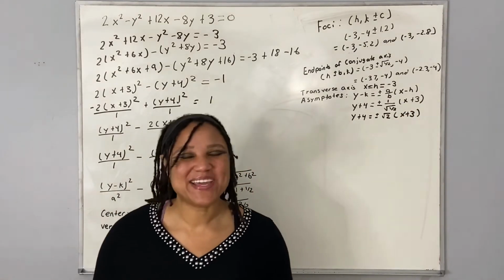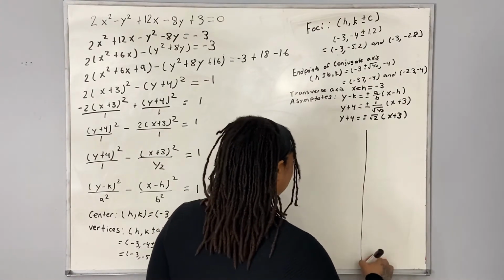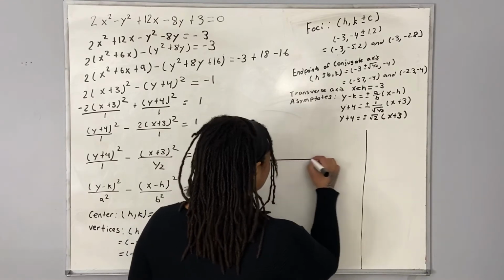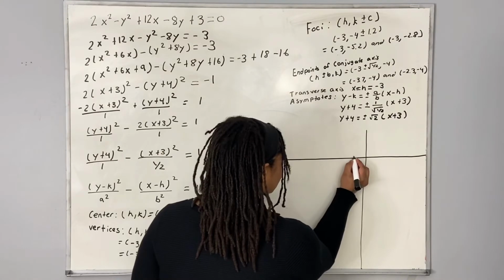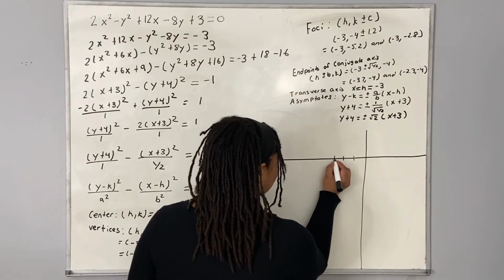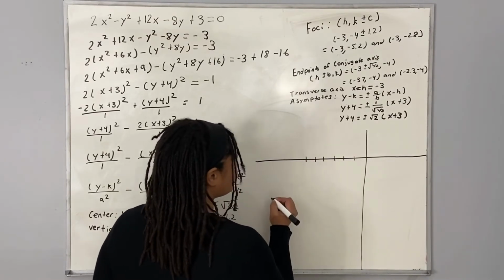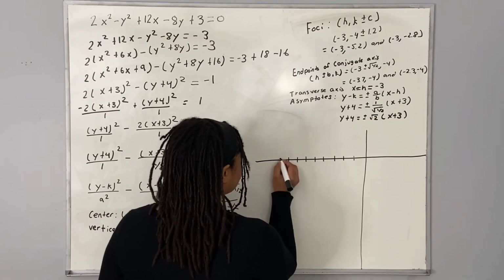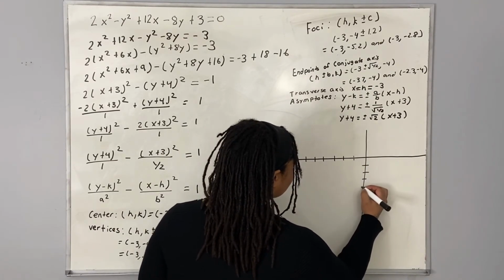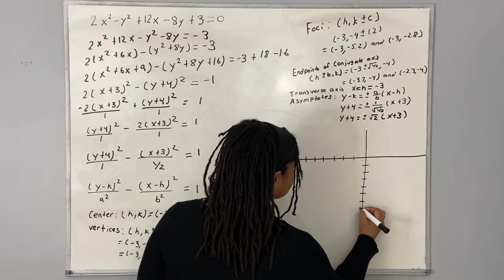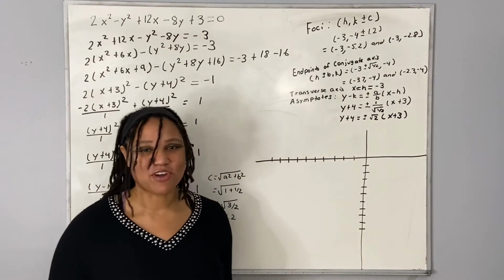Okay, and now we are ready to graph. So let us draw a graph. And let's put enough marks on it here. So we're going to say 1, 2, 3, 4, 5, 6, 7, 8, 9, and 10 in each direction. I think that's enough for our graph.